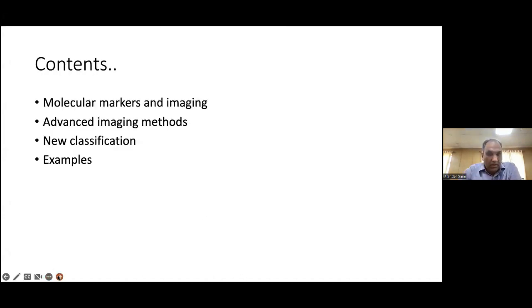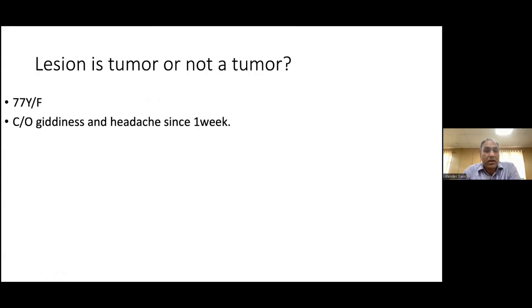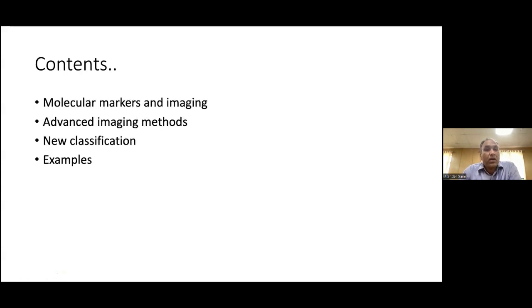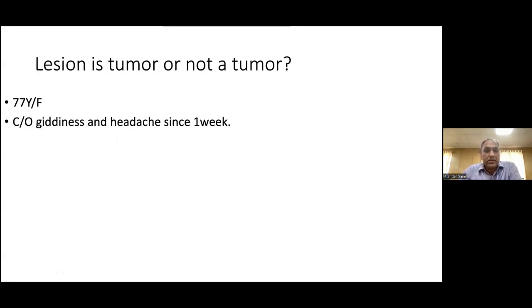So I'll give an overview about the classifications and imaging methods, which include regular conventional MRI as well as advanced imaging, some molecular markers, and some example cases. Whenever we get a case of a lesion, the first question is: is the lesion a tumor or not a tumor? So whether the scan is normal or abnormal, and if it is abnormal and we find a focal space occupying lesion, is it a tumor or not a tumor?